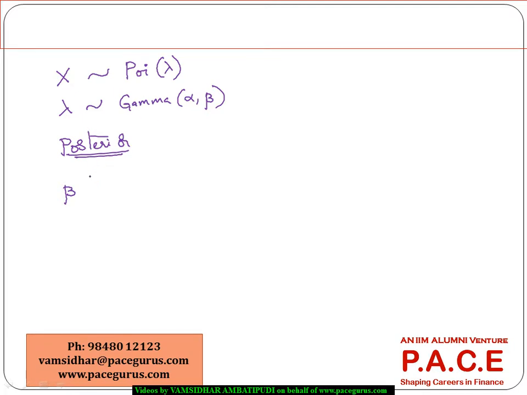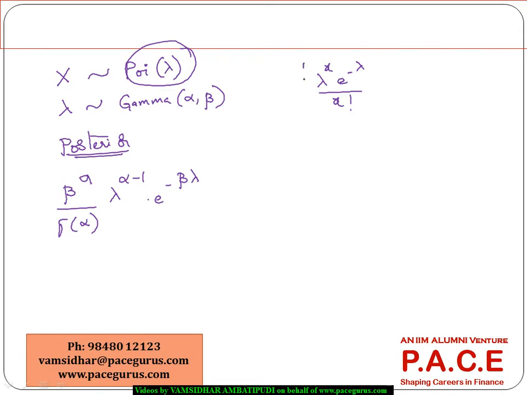So I'll write it as beta to the power of alpha by gamma of alpha, lambda to the power of alpha minus 1 e to the power of minus beta lambda. This is the prior. Now what is the likelihood? I am taking this from a Poisson distribution: lambda to the power of x e to the power of minus lambda by x factorial. This is what is for each one.